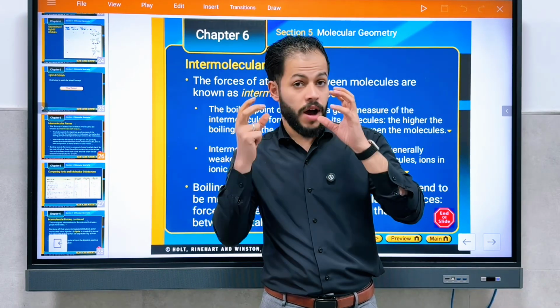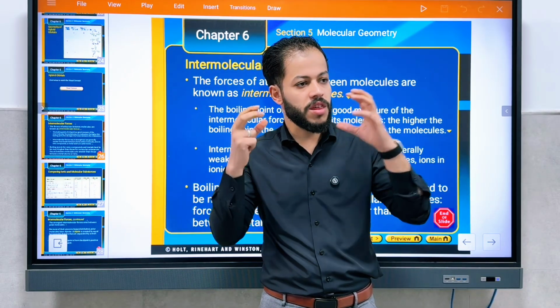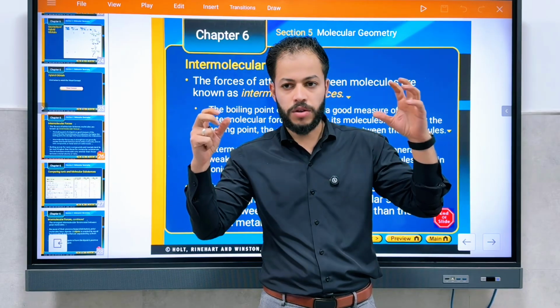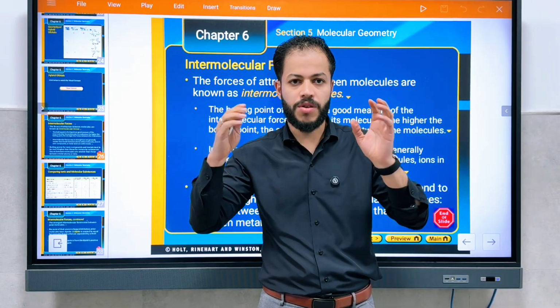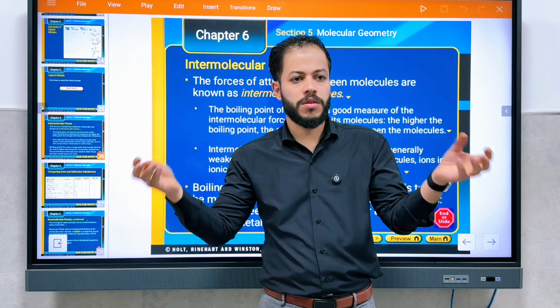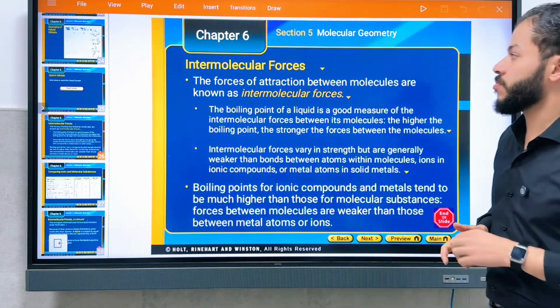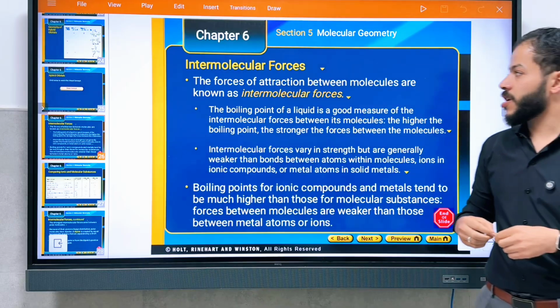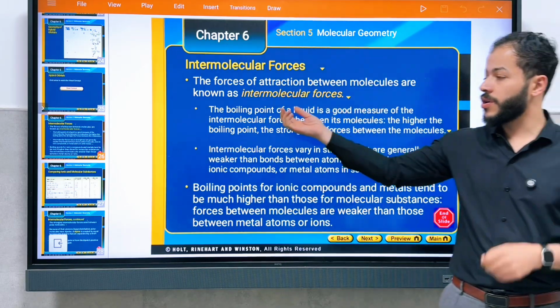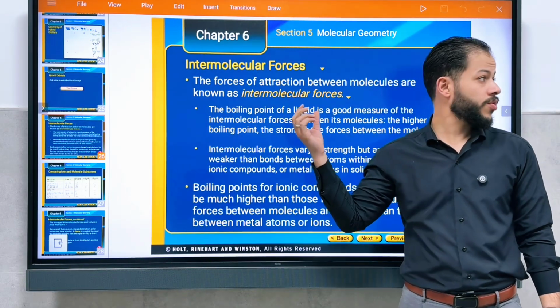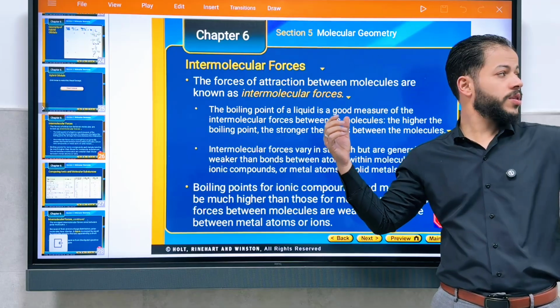Okay, so I want you to start these sections with this main idea. We are not talking about an actual bond. This is a physical bond, or simply, as we name it here, intermolecular forces. What are the intermolecular forces? The force of attractions between molecules are known as intermolecular forces. So it's a force of attractions between the molecules.